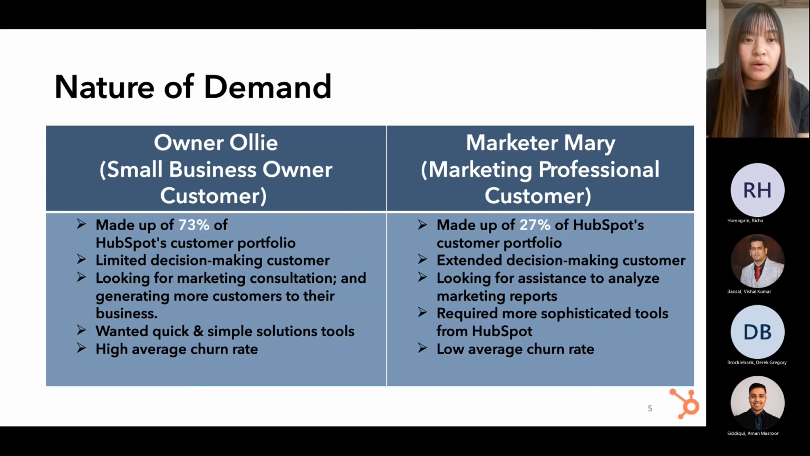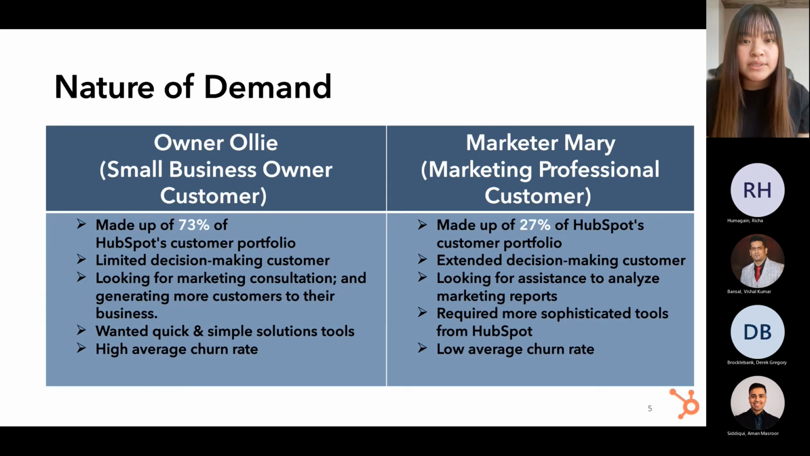They typically benefit the most from HubSpot because they don't have a marketing professional team. So they are looking for cost efficiency with a simple solution. However, they have the higher average churn rate because after they build their client base, they will cancel the service.